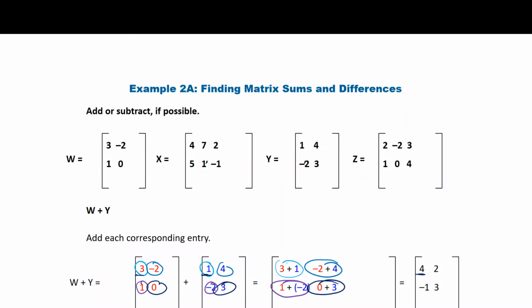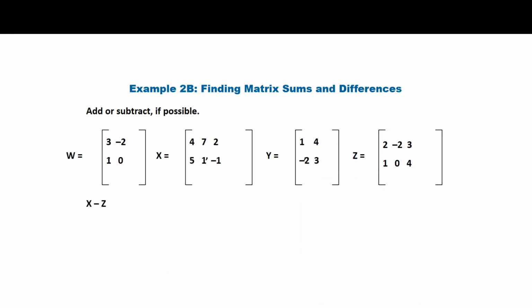So 3 plus 1 is 4. Our -2 and our 4 came from this first row, second column, and so the answer goes in the first row, second column. This next one that we had came from the second row, first column. So when you add those two together, it goes in the second row, first column. So it stays in the exact same place.